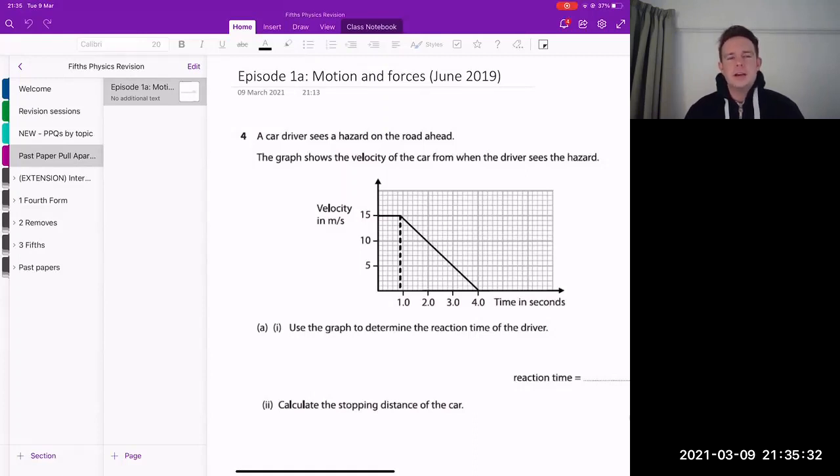You'll notice I've got the 5th physics revision notebook open, and all these materials will be found on that notebook underneath. You see where it says past paper pull aparts. So you can work within your notebook if you have, say, a pen enabled device. Let's get started. First question.